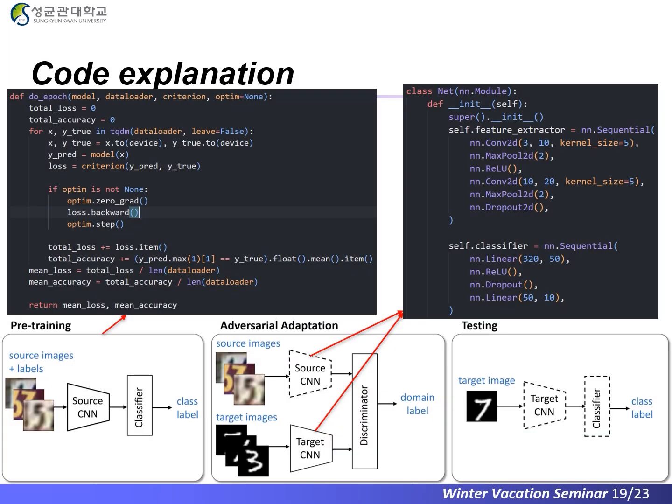Before diving into training, let's briefly introduce the CNN architecture used in ADDA, LeNet. LeNet was proposed by Yann LeCun et al. in 1998, originally designed for handwritten digit recognition. It consists of two convolutional layers, each followed by a max pooling layer, and is a foundational architecture in deep learning. This is the code to train the source CNN in the first phase.